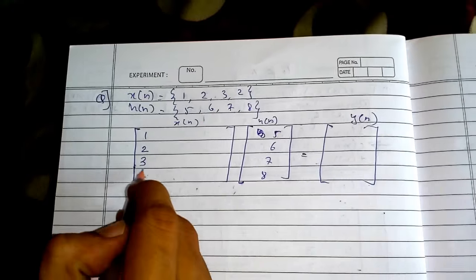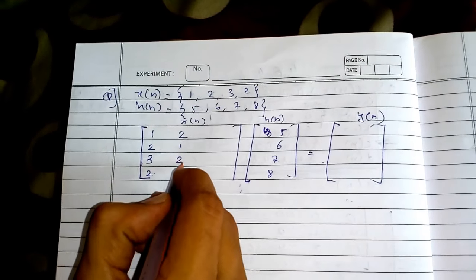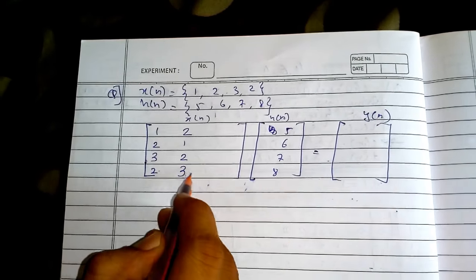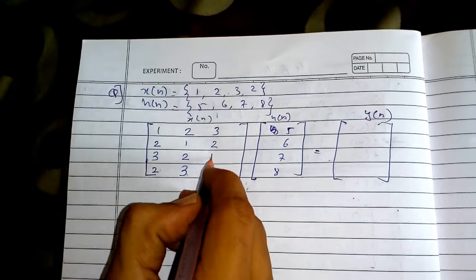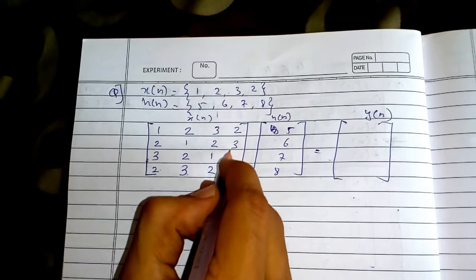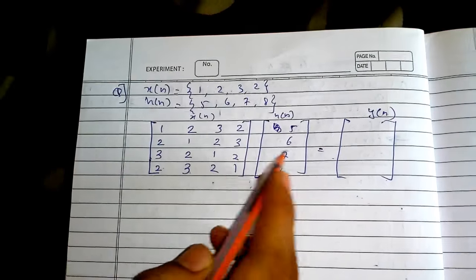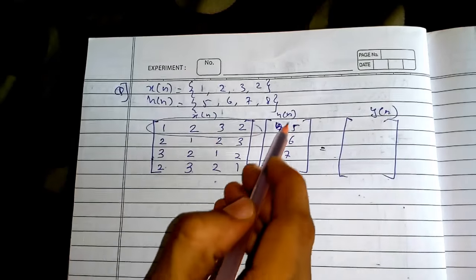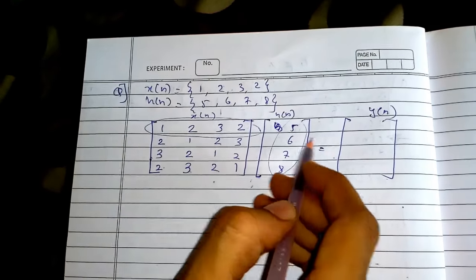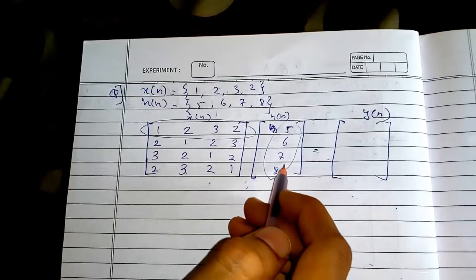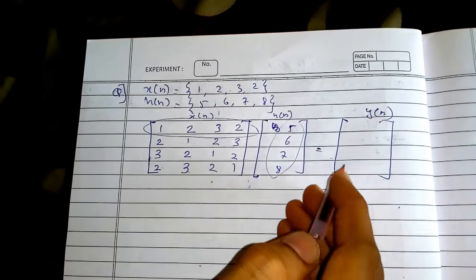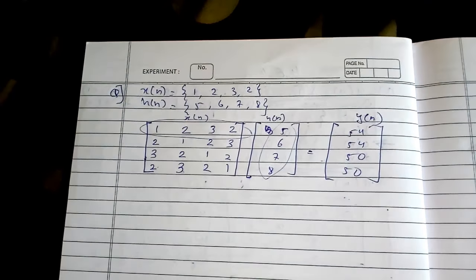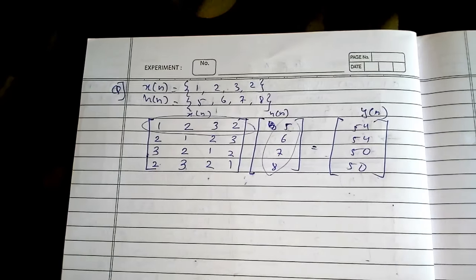Then I will shift this last 2 to first, and the remaining will get pushed downwards automatically. Then push this 3 up. You'll have 3, 2, 1, 2, and then push this 2 up. You'll have 2, 3, 2, 1. Now I have 4 columns, 4 rows, multiply it. And multiplication is row multiplied by column. 1 5s are 5, plus 2 6s are 12, plus 3 7s are 21, plus 2 8s are 16. The answer will be equal to 54. Similarly, you will have 54, 54, 50 and 50. Multiply it and check it. Now this is your circular convolution.